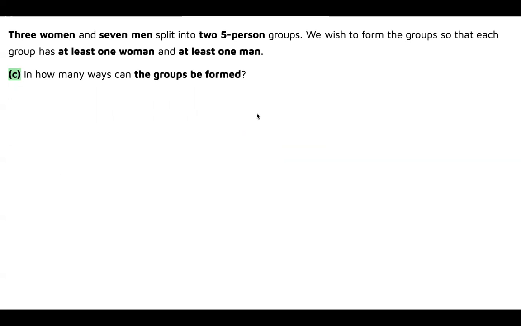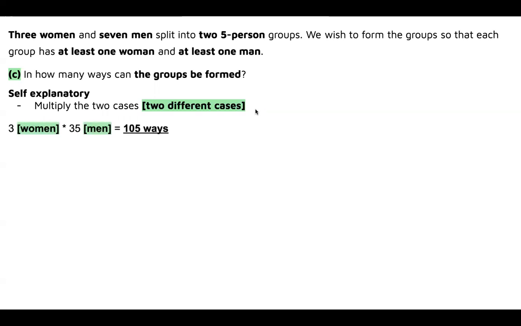Part C. In how many ways can the groups be formed? This is self-explanatory. Just multiply both cases, the number of cases for the women to be put into these groups and the number of cases for the men to be put in these groups. So all you have to do is multiply these cases, and then we'll find how many possible ways this group can be formed. So really it will be 3 for the women times 35 for the men, which equals 105 ways.